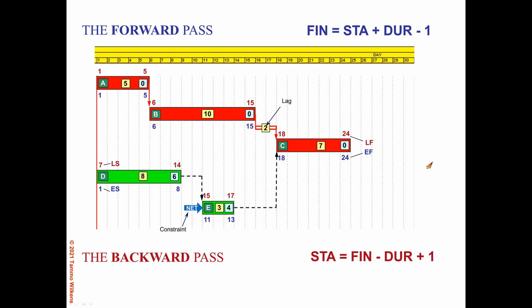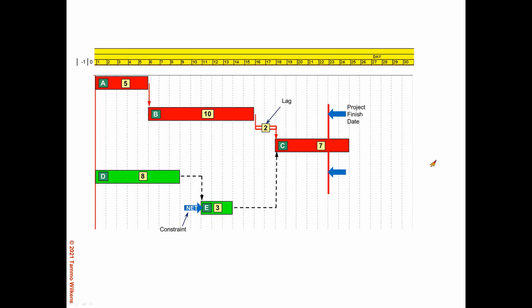All right, so let us take a look at what else can happen. Here we have the same network, but we have now specified a project finish date. So the client has said, I want this finished by day 22. We do our forward pass as before, and we come up with day 24, but now the backward pass doesn't start counting on day 24, it starts counting on day 22, because that is the latest date for activity C to finish. Otherwise, it would go beyond the project finish date. So the late date for activity C is 22 to finish and 16 to start.